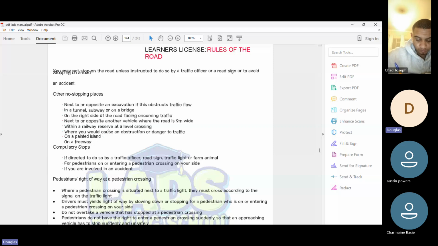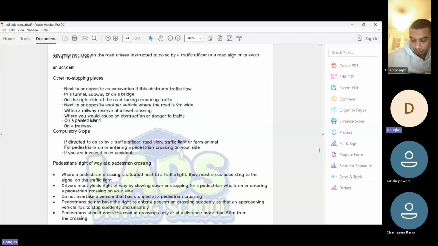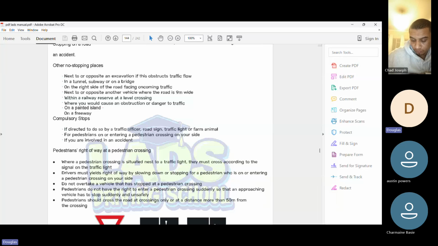Also, they're saying where you would cause an obstruction or a danger to traffic. You're not allowed to stop on a painted island. You're not allowed to stop on a freeway. Okay, we continue. Compulsory stops, where it's compulsory for you to stop: if directed to do so by any traffic officer, road sign, traffic light, or a farm animal.